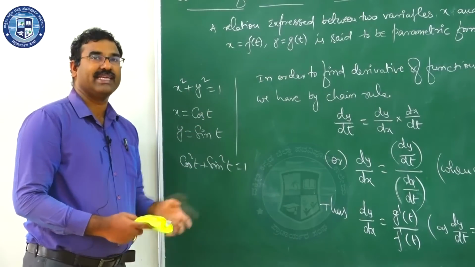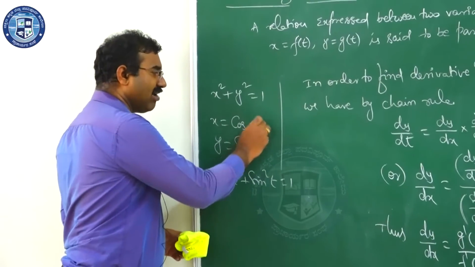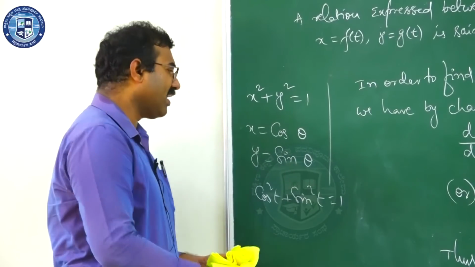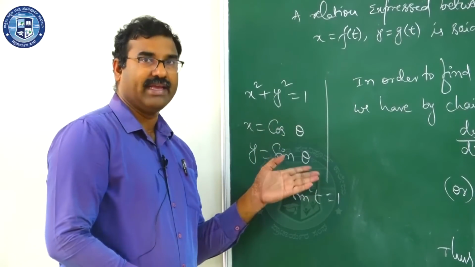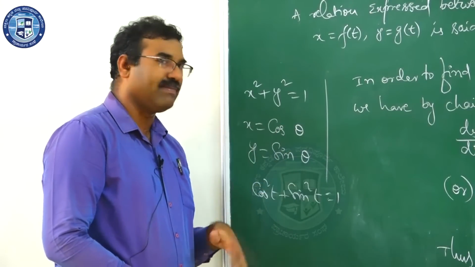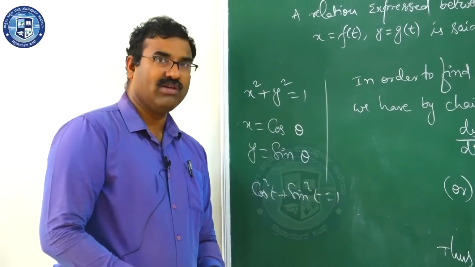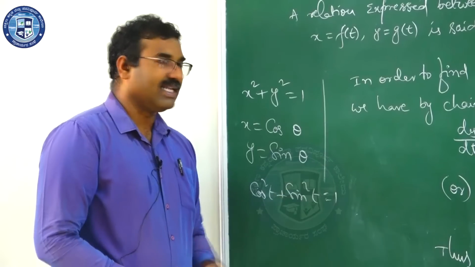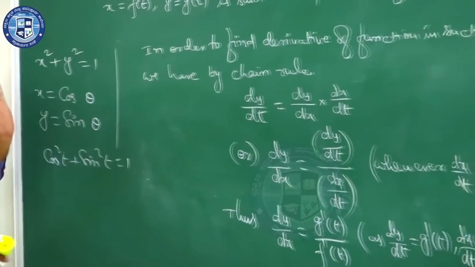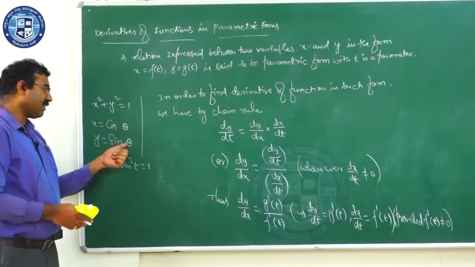Some problems will write it in parameter theta instead of t: x is cos theta, y is sin theta. You can write some other variable also, alpha. It may be t, theta, alpha, beta, whatever it is. This is the way we have to work it out and get the derivative. We will work out problems based on this. It's a very simple thing; you just need to work out in which parameter it is present.